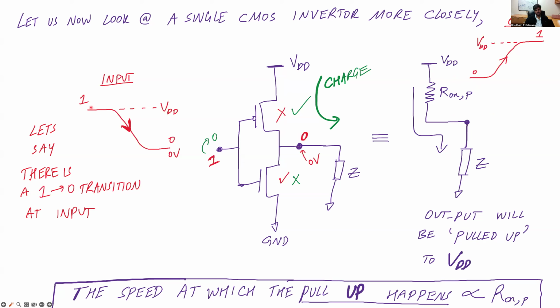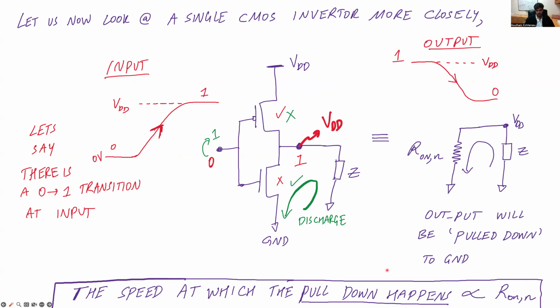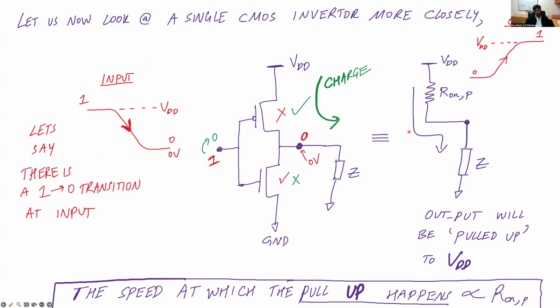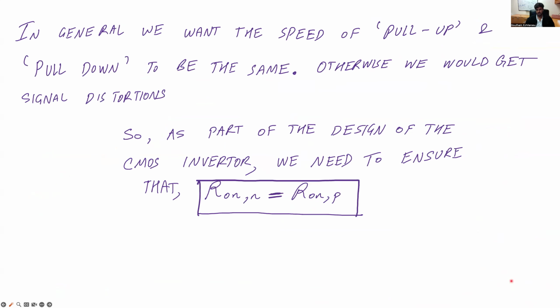And therefore, the input transition from 1 to 0 is now causing an output transition from 0 to 1. And very clearly, you can see that the time it takes for this node to charge all the way to VDD is again going to be proportional to the on resistance of the PMOS. So the speed of the output switching to low is going to depend on R on of the NMOS, and the speed of the output being pulled up to VDD is going to depend on the on resistance of the PMOS.